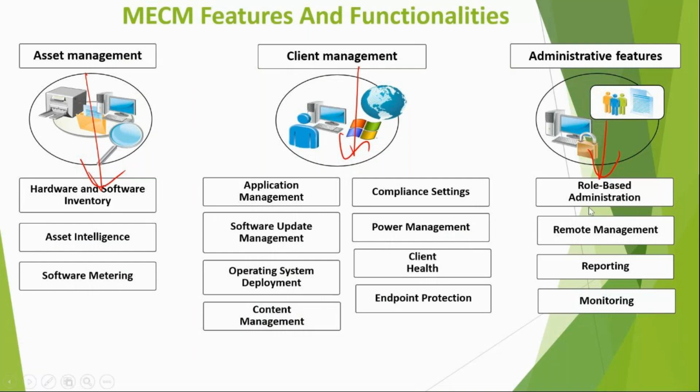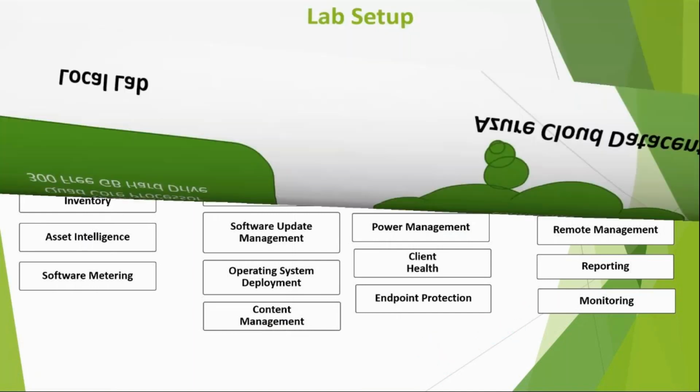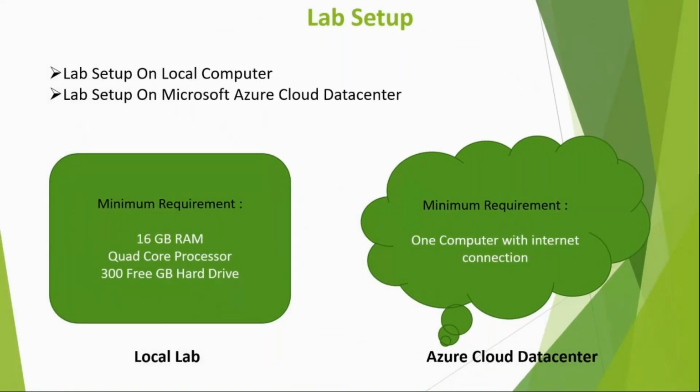So asset management, client management, and administrative features, we will see them all in practical. When we see the practical, then you will get a clearer picture. Now, how do we do the practical? You can either set up the whole lab on your laptop, or use an Azure Cloud data center. There are two options available. For a local lab, if you have 16 GB RAM, a quad-core processor, and 300 GB free disk space, then you can set up the local lab. If a local lab is not possible, then you can create a free Azure Cloud data center account. That is free for 30 days.